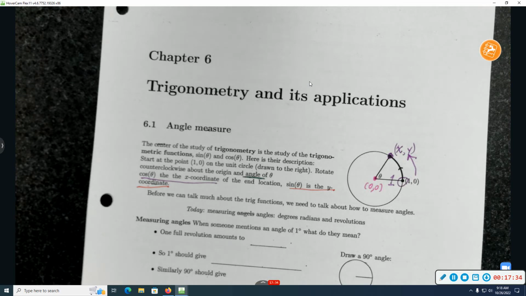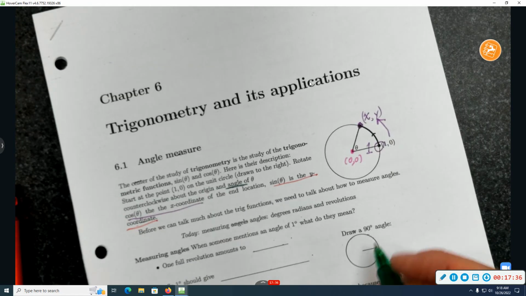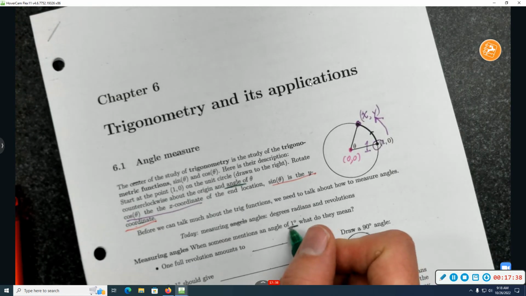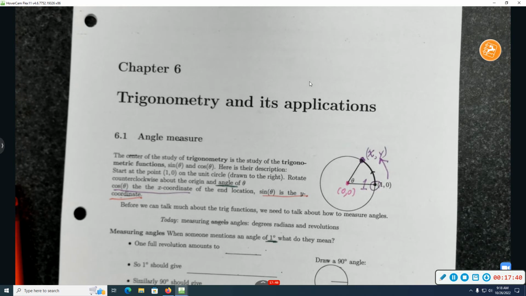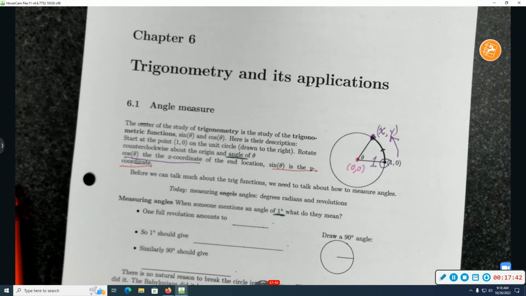So let's do a quick overview of that. Let's suppose that someone talks about an angle of 1 degree. What do they mean by that angle? This is a vague question, and in some sense you already know the answer, but give me something. What is a 1 degree angle? Yeah, it's like a really small acute angle.